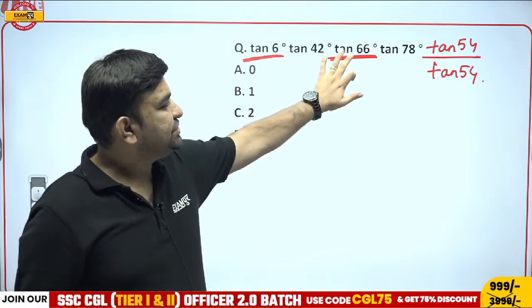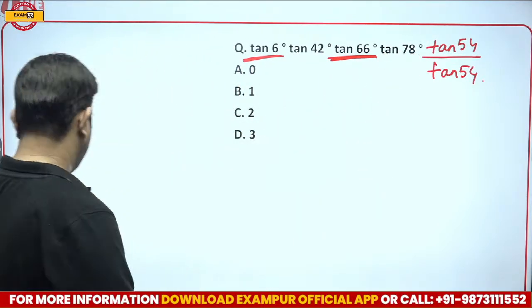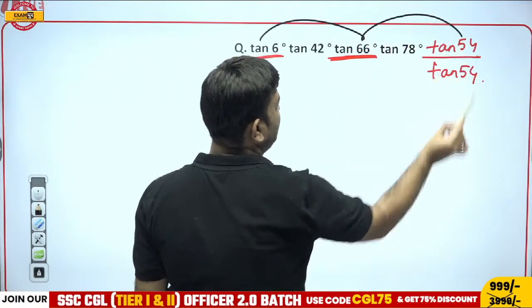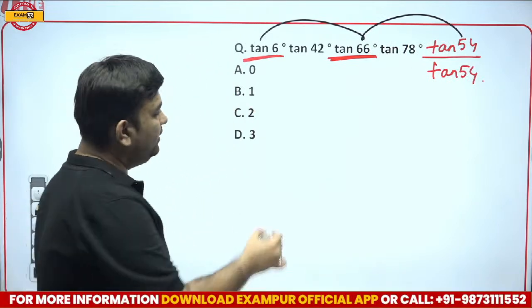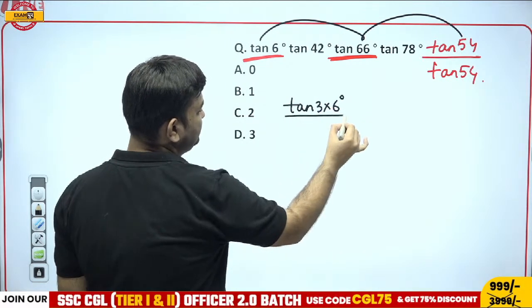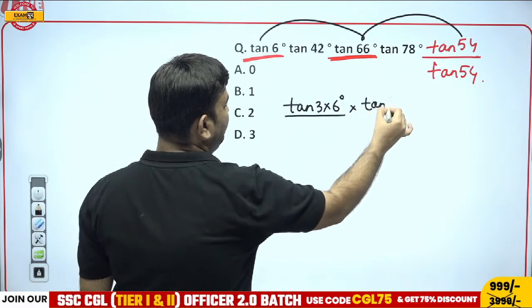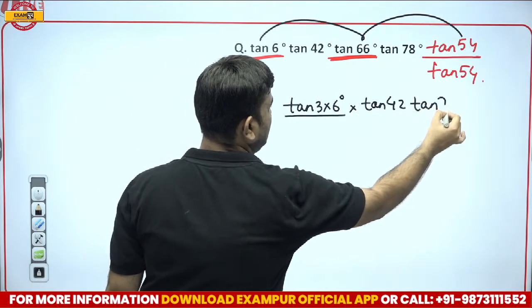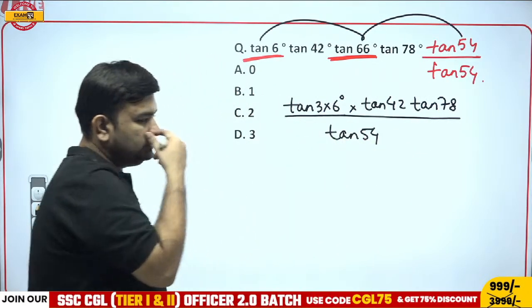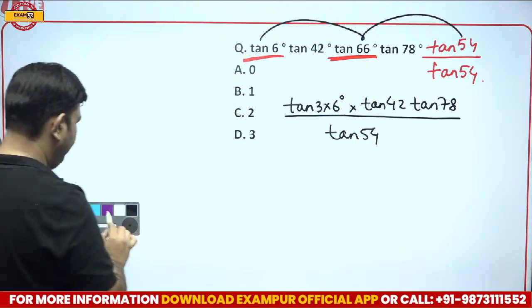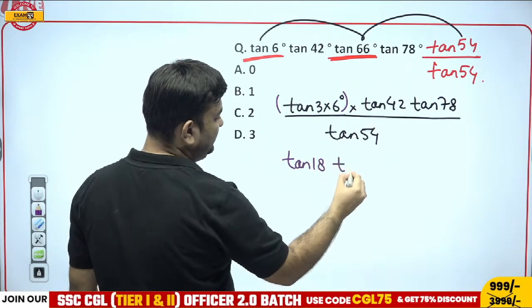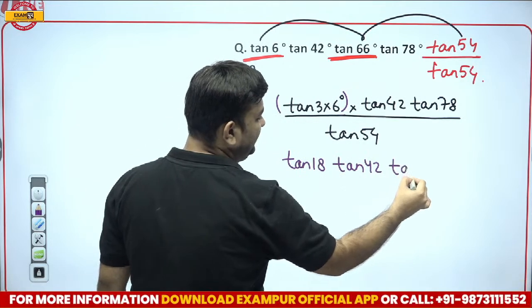Theta, 60 plus theta, 60 minus theta is tan 3 theta. Theta is 6 degree. Tan 42, tan 78 upon tan 54, tan 54, tan 18. Tan 42, tan 78.